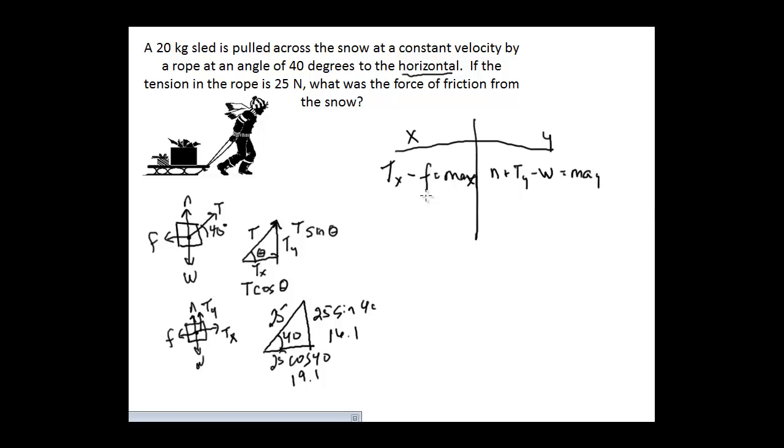So here's the answer right here. If I rearrange this, I get Tx minus F equals ma. Right here it did say that it was moving at constant velocity, so that means the acceleration is 0. So it turns out that Tx is equal to the friction, which we already figured out was 19.1. So in this case, the force of friction was 19.1 newtons.